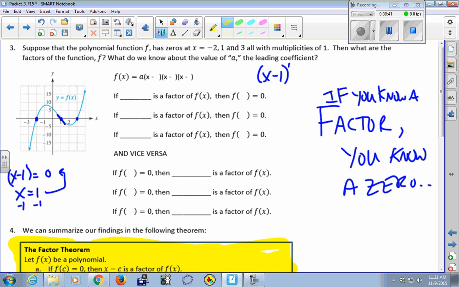It's up to you. Now I look at my 0 of 3. If x equals 3 and I know it's a 0, then I can rewrite this equation so that it has 0 on the right-hand side. And to do that, I subtract 3 from both sides. There's one of my other factors, to the first power, because it goes straight through, it crosses. My function changes sign. It was below my x-axis, and now it's above. I know it's an odd multiplicity.